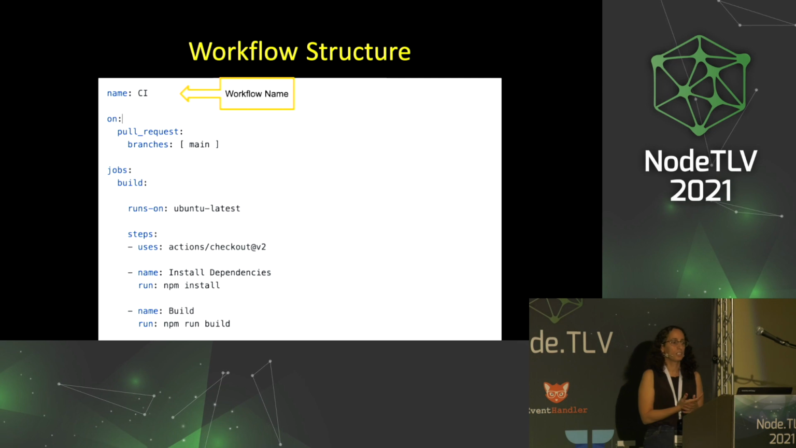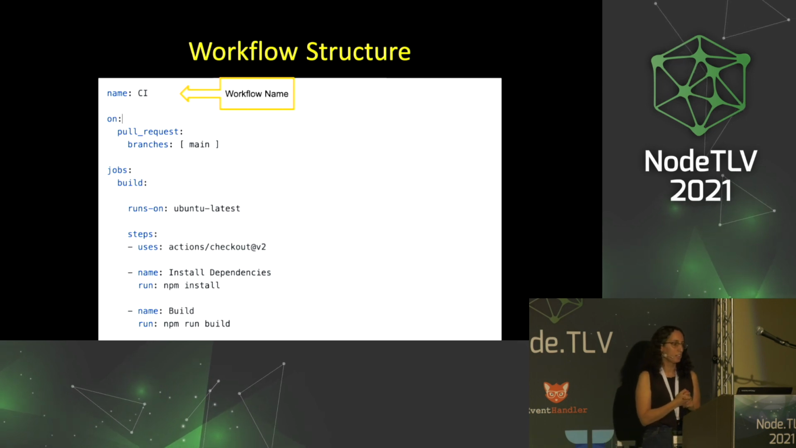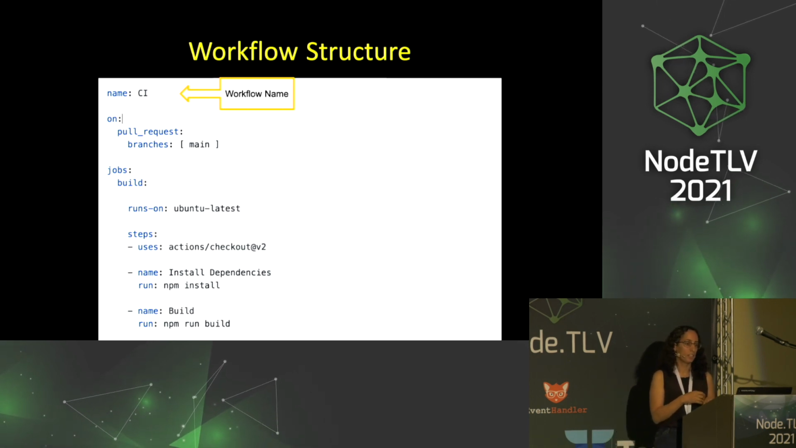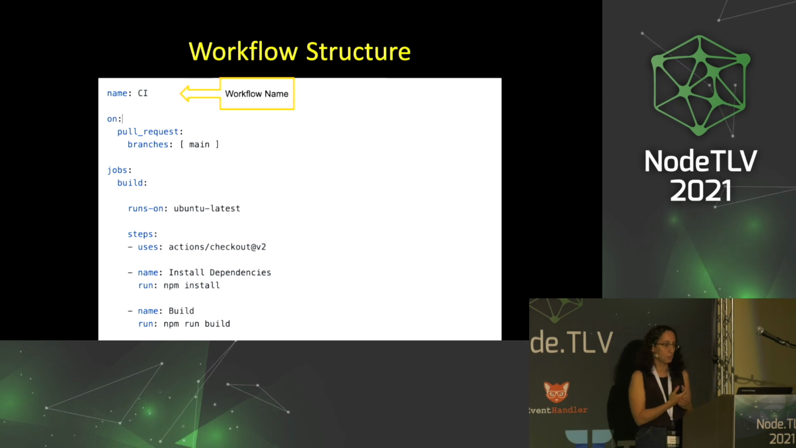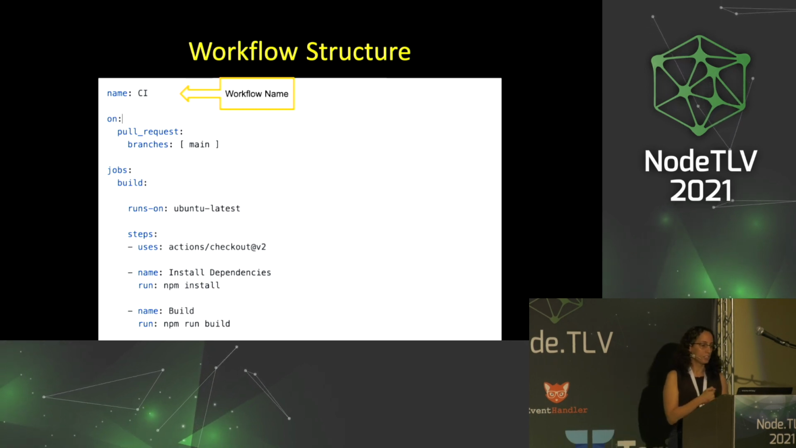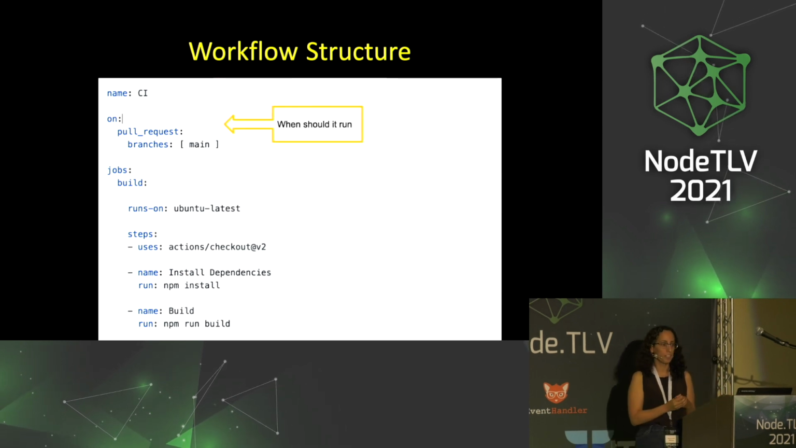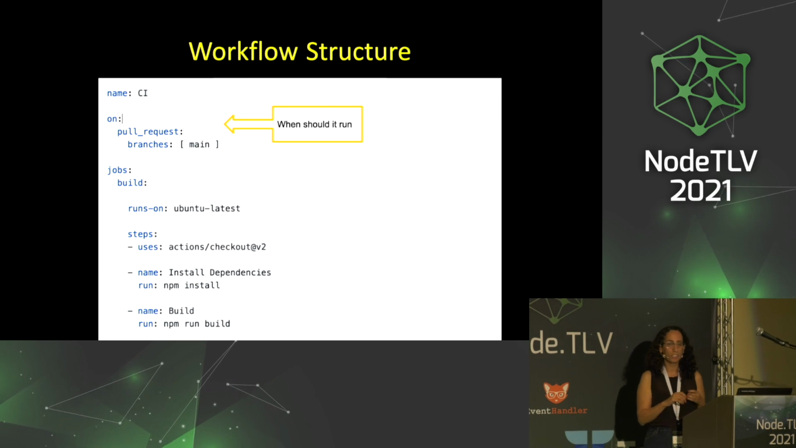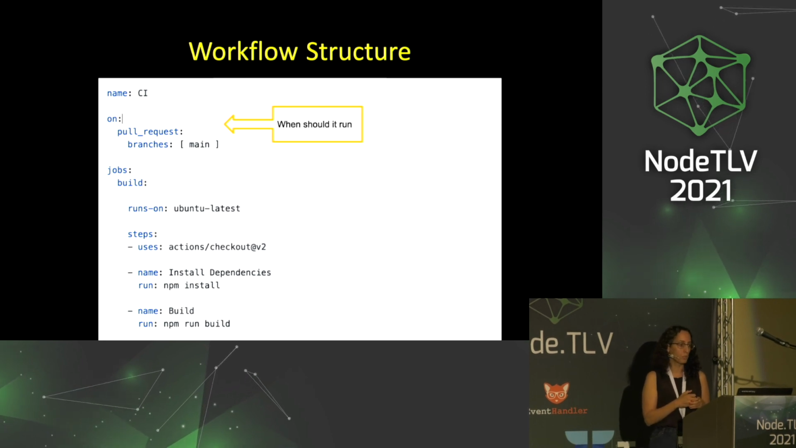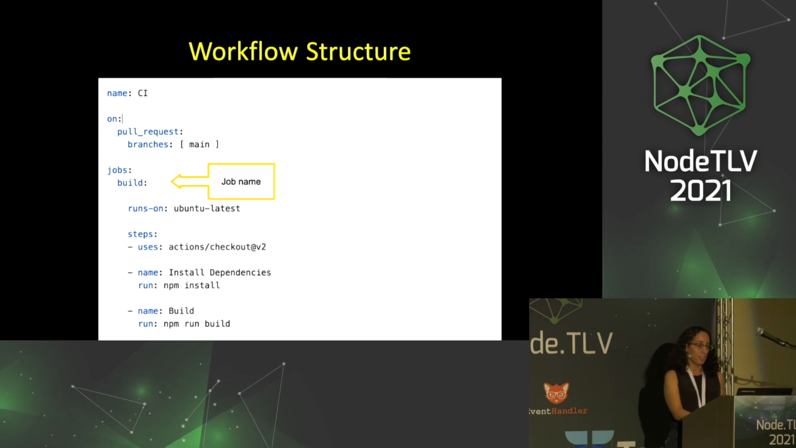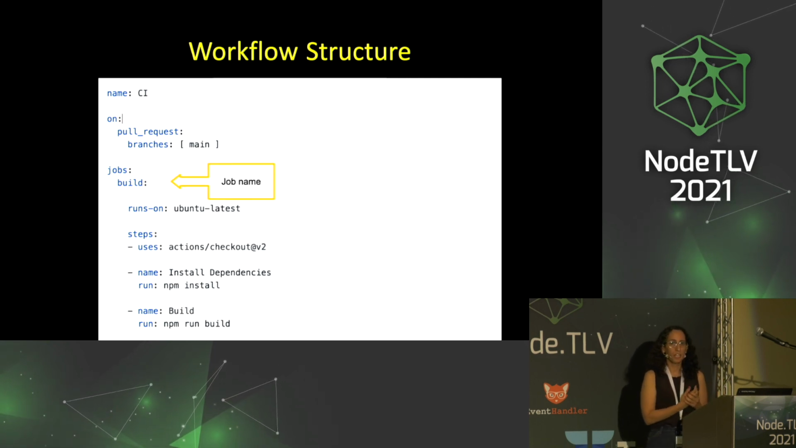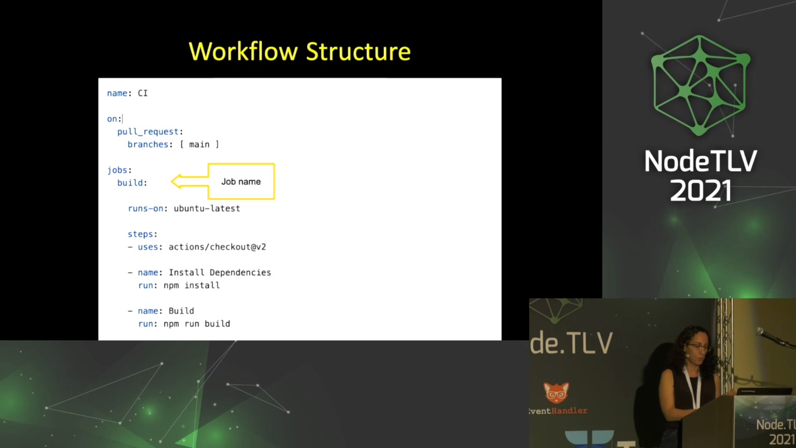So this is the structure of the workflow file. First, it's very readable, it's YAML. The first thing is the name. This is what you will see in the UI. The on is the trigger event, when it should run. Here you can see it is running on every pull request on the main branch. Then you have the job name, which you can give any name that works for you.